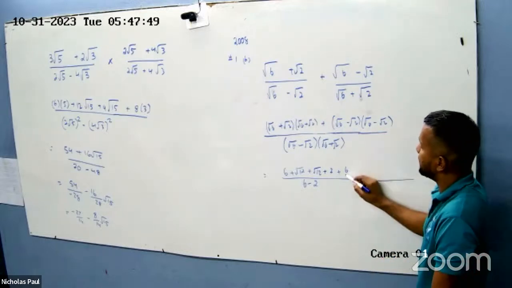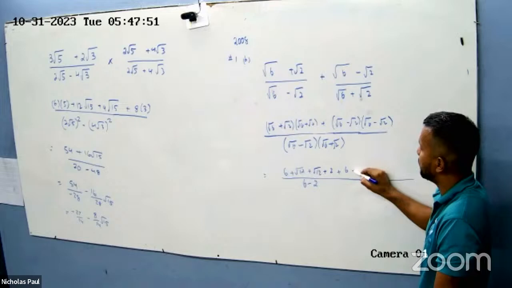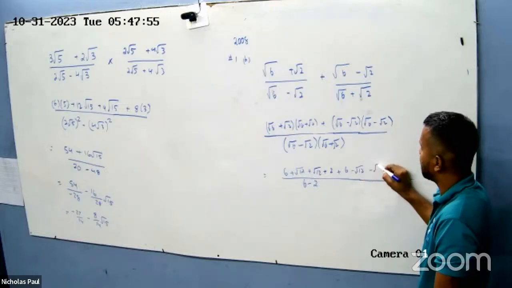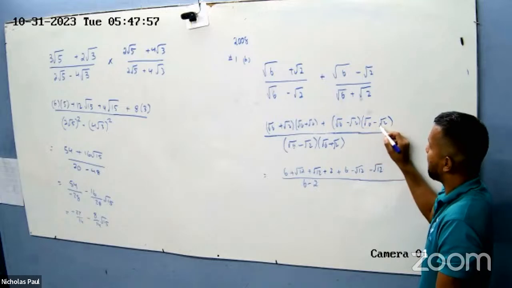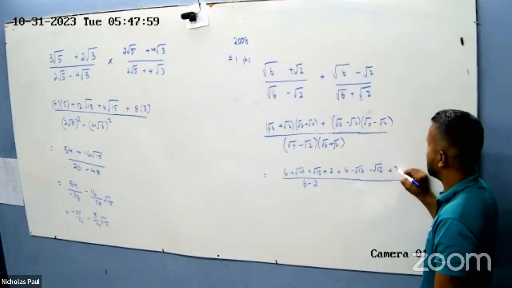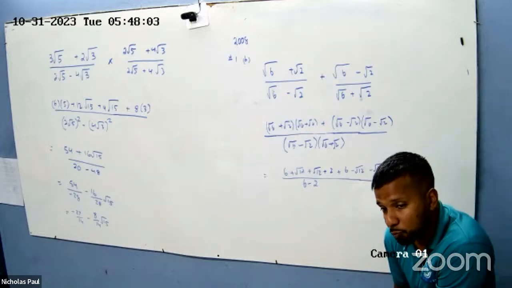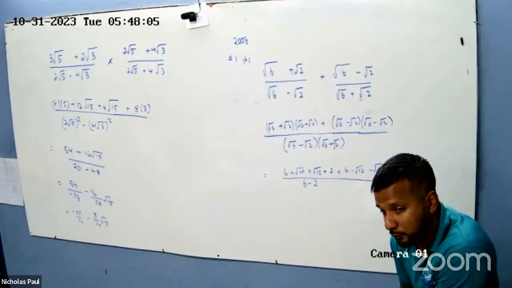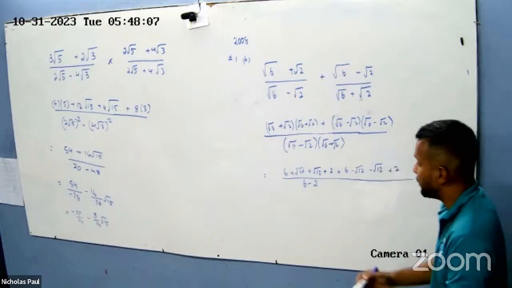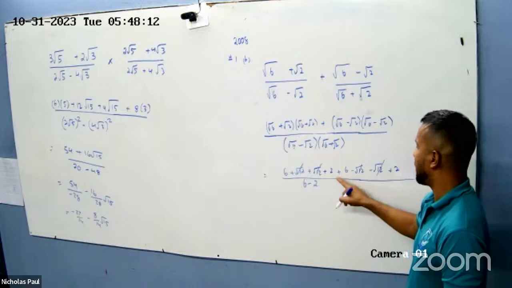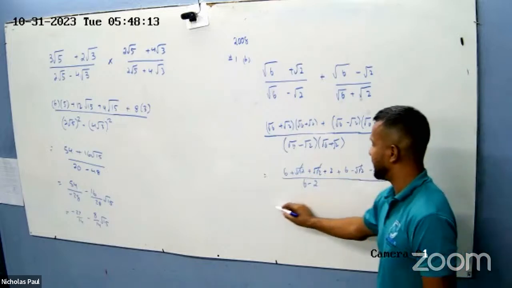Root 6 by root 6 is 6. Root 6 by root 2 is minus root 12, minus root 2 by root 6 is minus root 12, minus by a minus is a plus. Root 2 by root 2 is 2. What do you do? This will cancel. 6 and 6 is 12, plus 4 is 16.